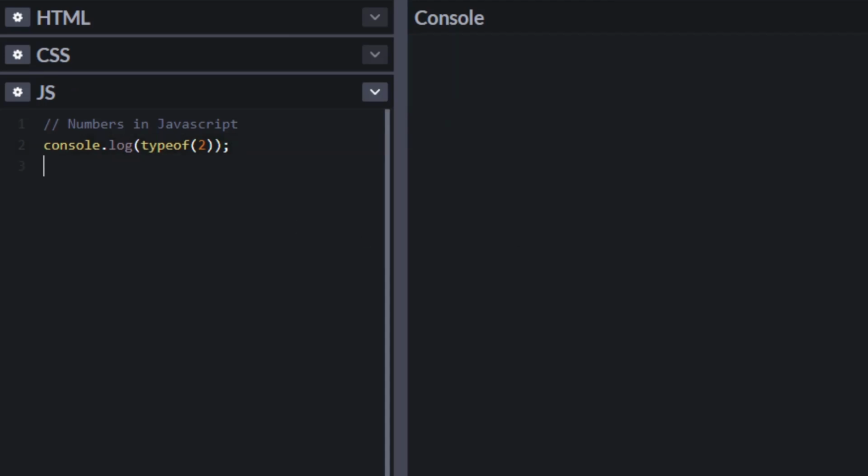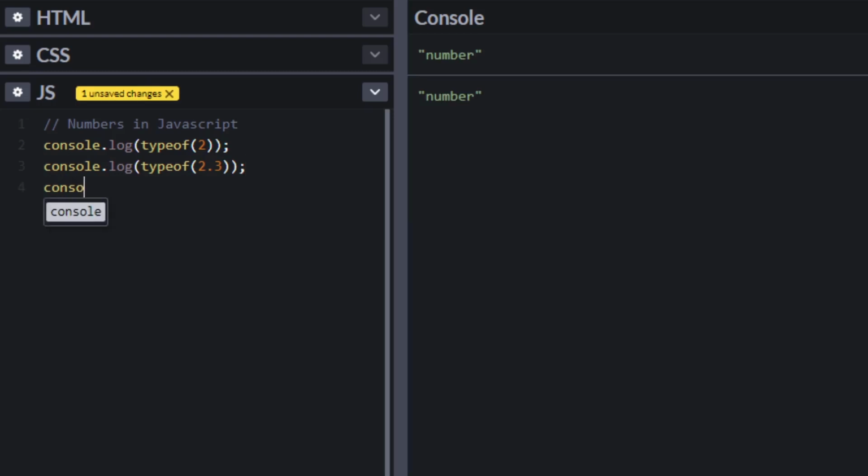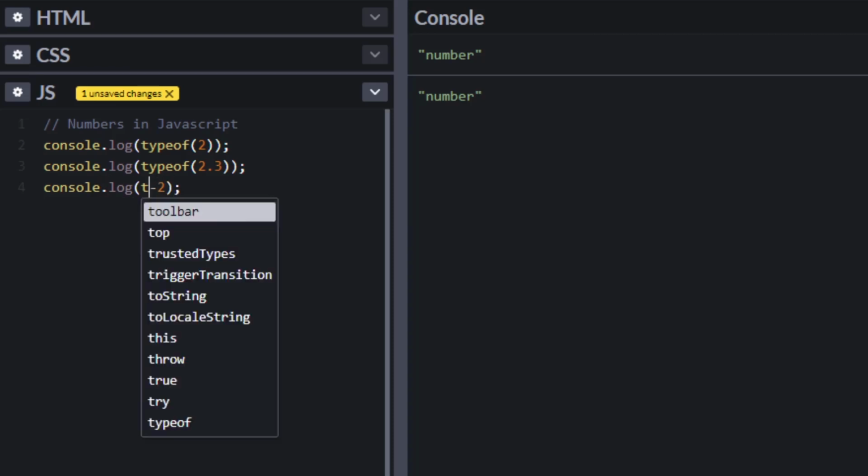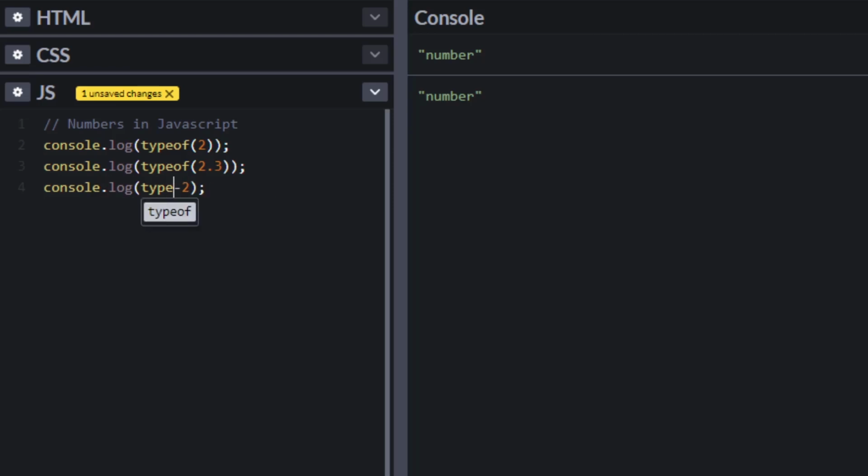It doesn't have to be a whole number. It can even be a decimal. Let's see, it can be a negative number. To define a negative number, just use the minus sign and the number. I forgot the typeof.